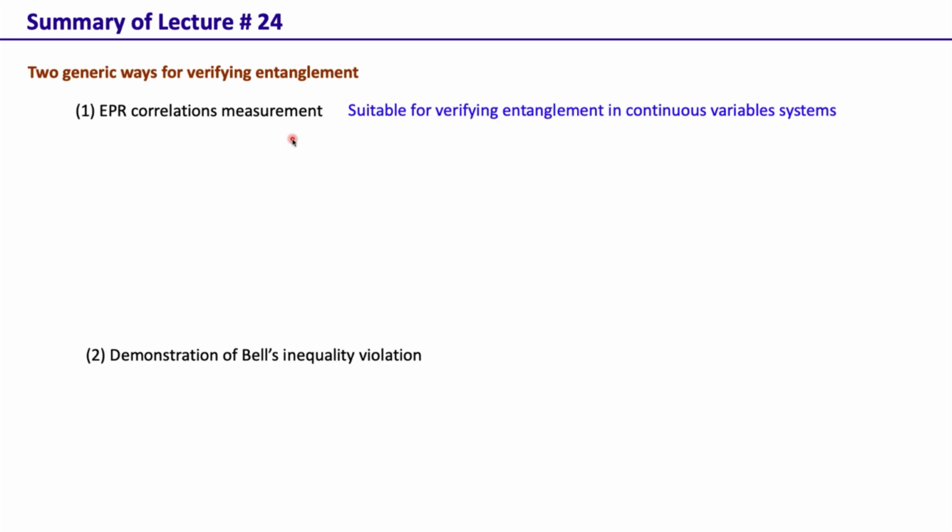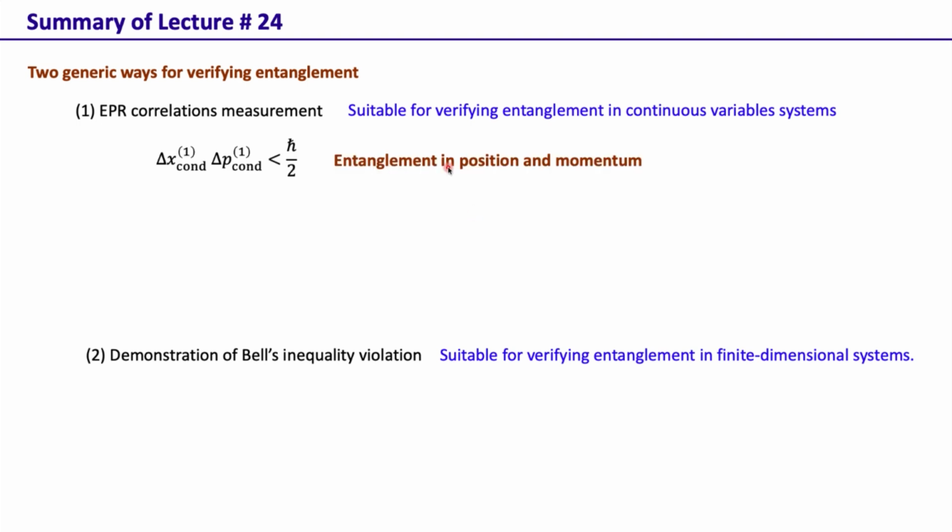EPR correlation measurements, we found, are suitable for verifying entanglement in continuous variable systems, while demonstration of Bell inequality violations is suitable for verifying entanglement in finite dimensional systems. So, we saw that EPR correlation measurement basically amounts to measuring this relation and demonstrating it experimentally, and we presented several experiments in which people had measured this quantity and shown it to be smaller than h bar by 2, and thus verified entanglement.